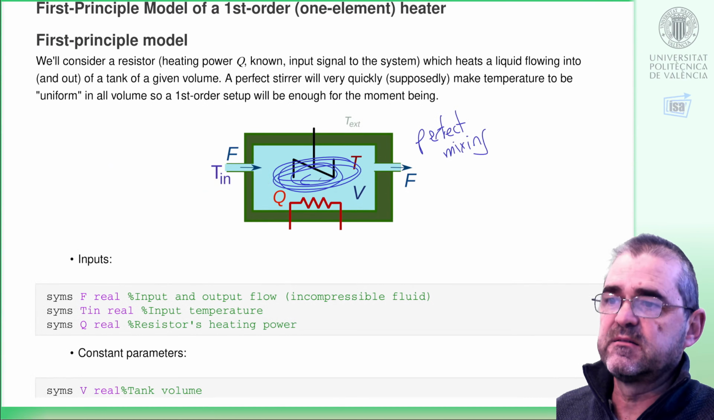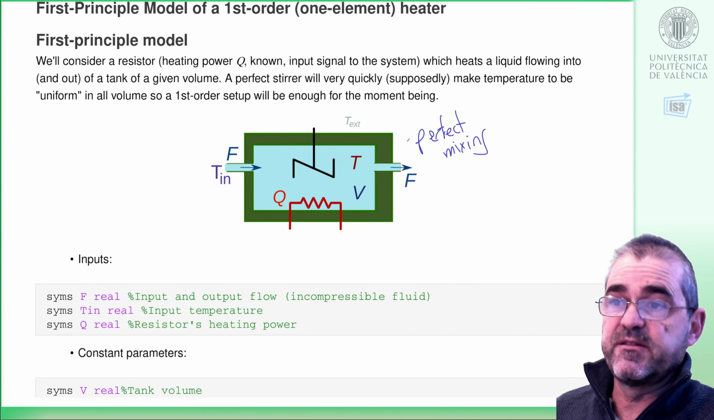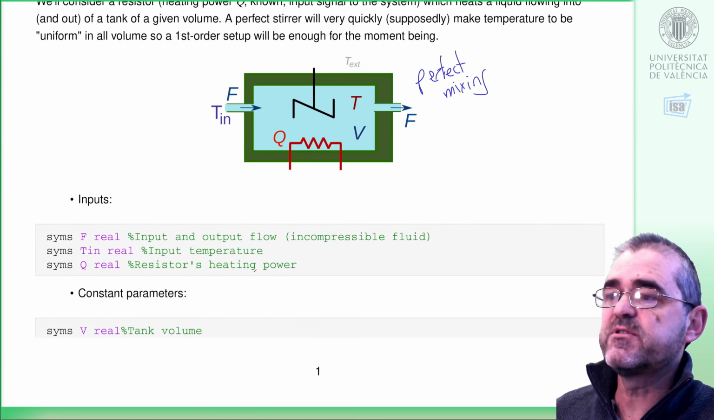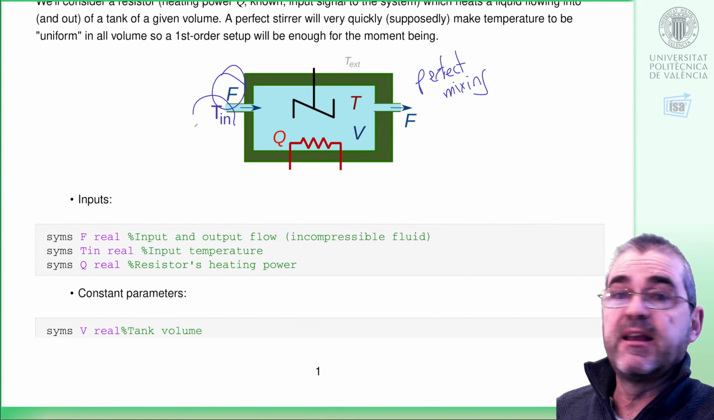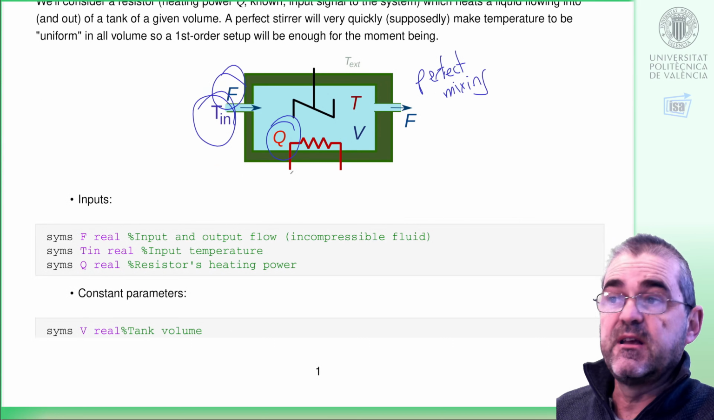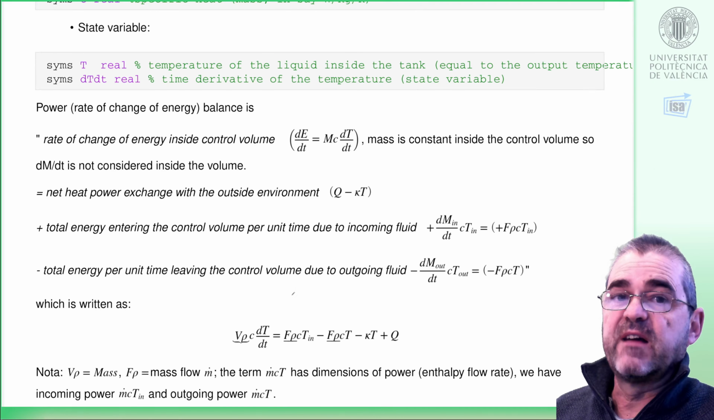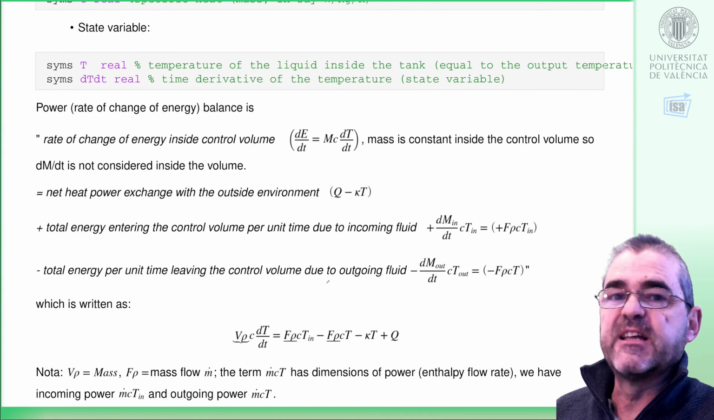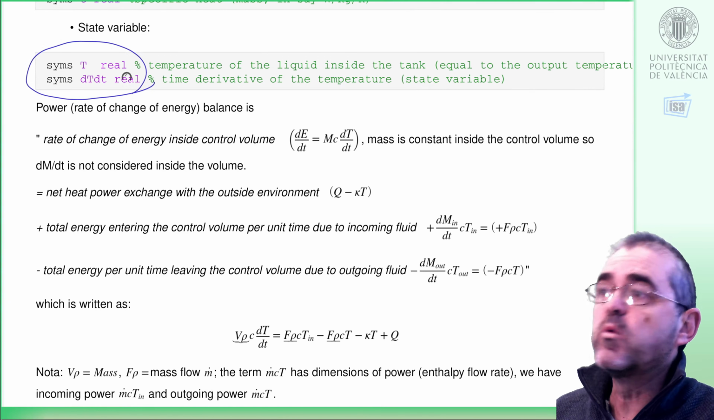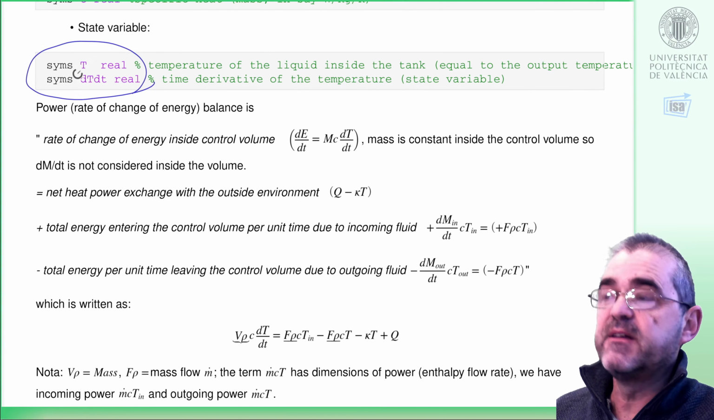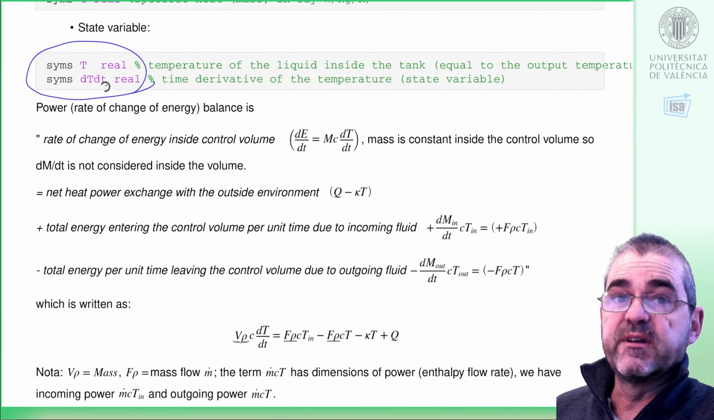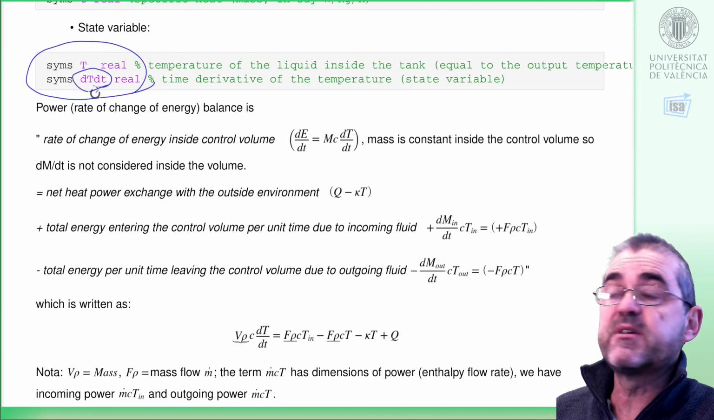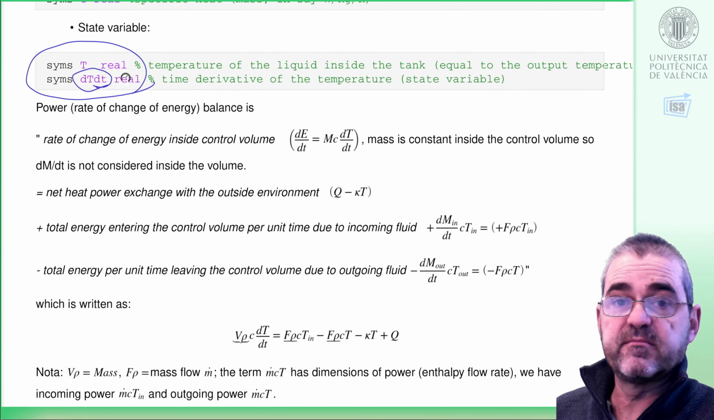perfect mixing, so the temperature inside is uniform, then under this assumption, we have three inputs to the system: flow, inlet temperature, and the heating power, Q. We'll have some constant parameters: volume, specific heat, density, and we'll have one state variable, the heater element's temperature, capital T, and the objective of the modeling phase is computing the expression of its time derivative.